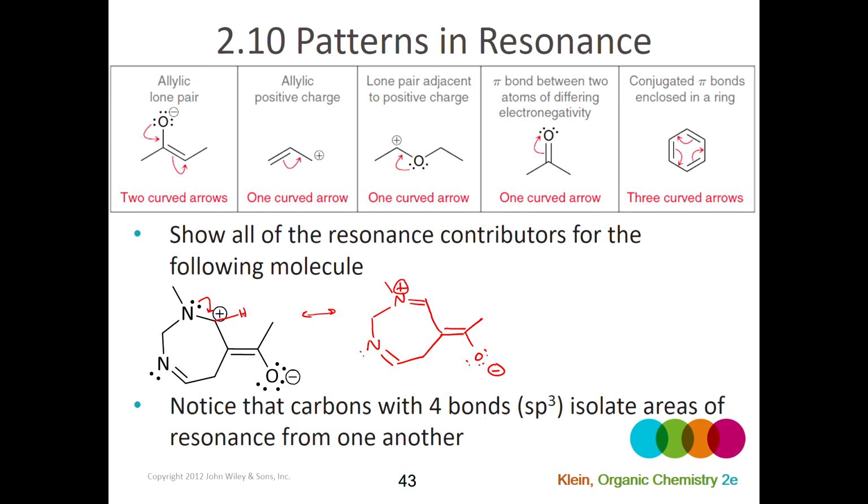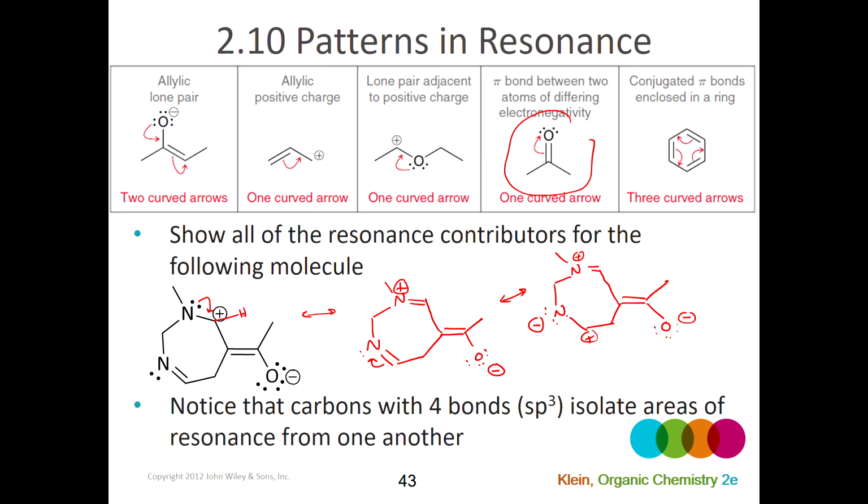So here, another pattern is the pi electrons shared between 2 atoms of different electronegativity. Nitrogen's more electronegative than carbon, so I could shift these electrons up. That would create another contributor. So I'm going to leave everything else the same, but I'm going to shift these electrons up to that nitrogen, and they're going to exist as a lone pair. Well, that creates some unnecessary formal charges. So this is not a major contributor.